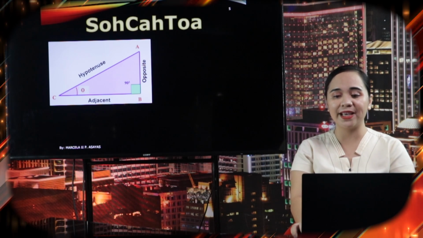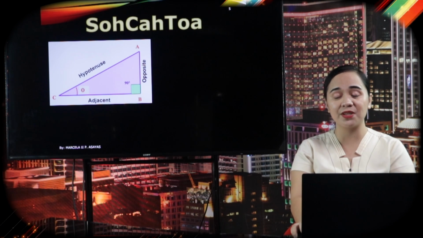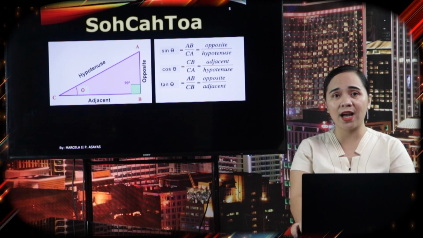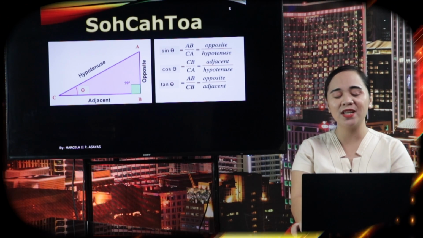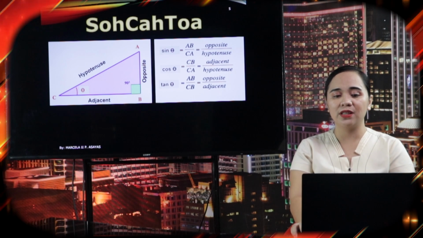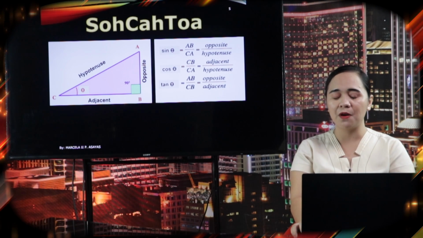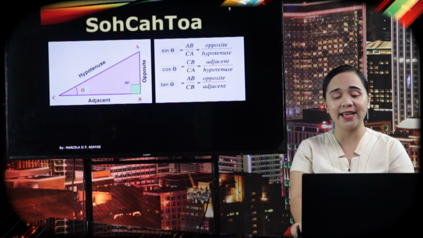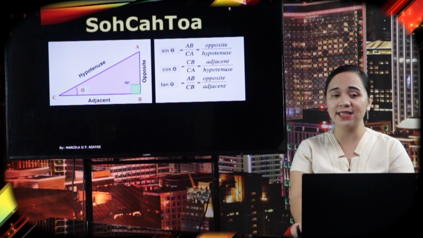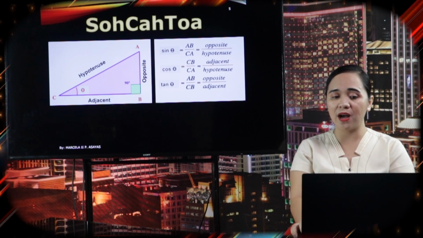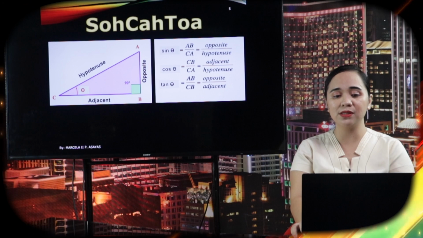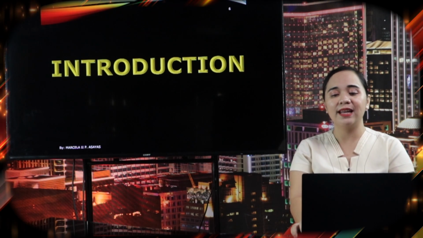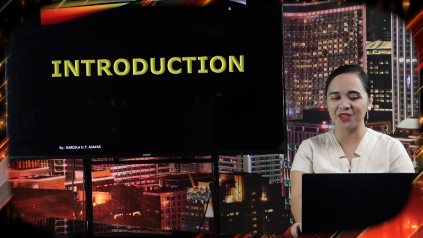The given figure is right triangle ABC, where angle B is a right angle, which means it measures 90 degrees. SOH means sine theta equals opposite side over hypotenuse, represented by AB over CA. Cosine theta is equal to adjacent side over hypotenuse, and TOA, which means tangent theta, is equal to opposite side over adjacent side. Now, let me introduce to you the lesson angle of depression.